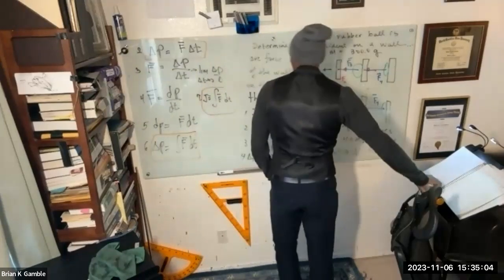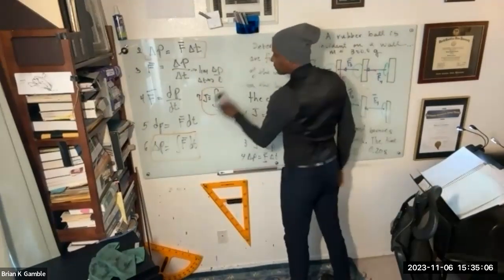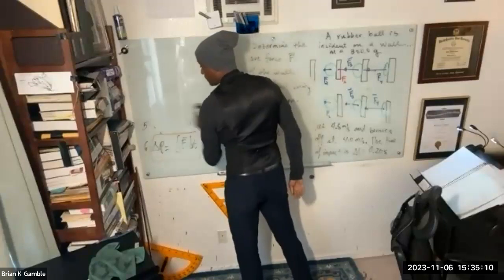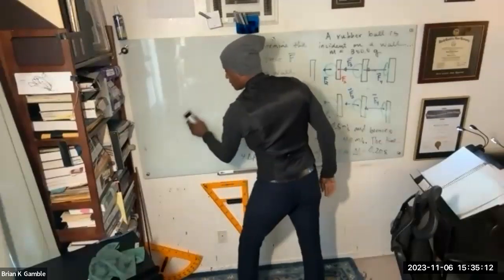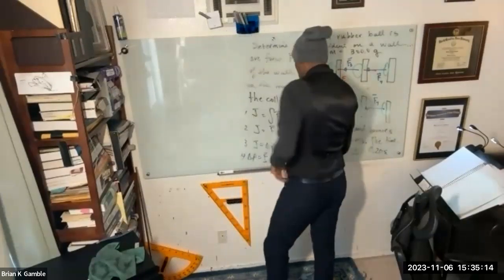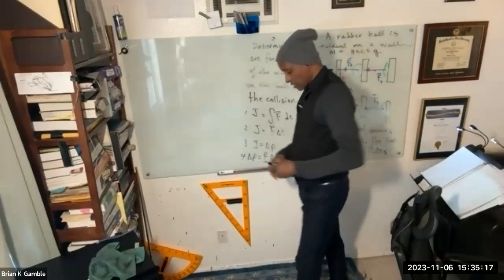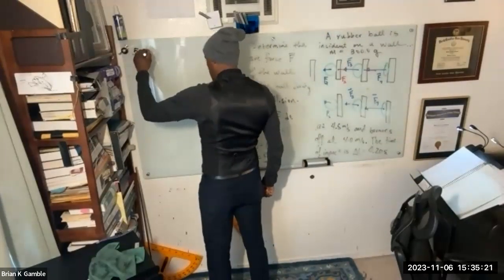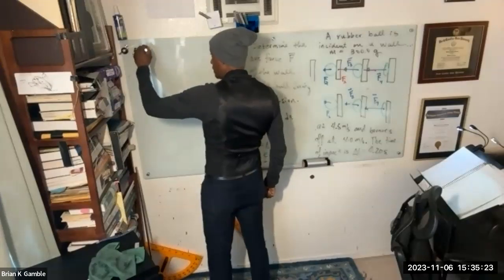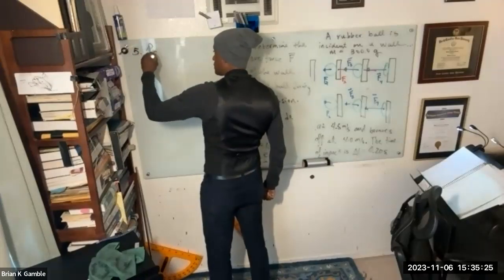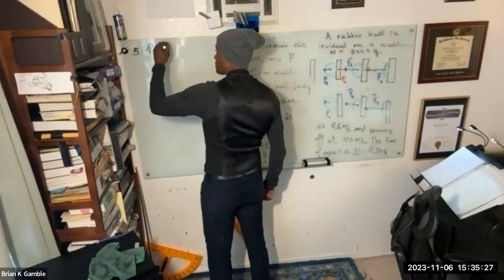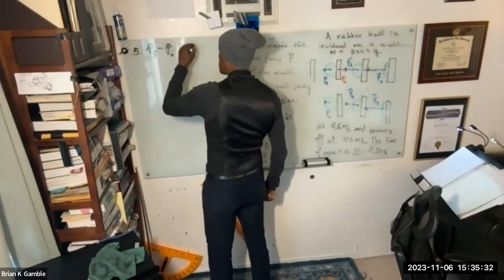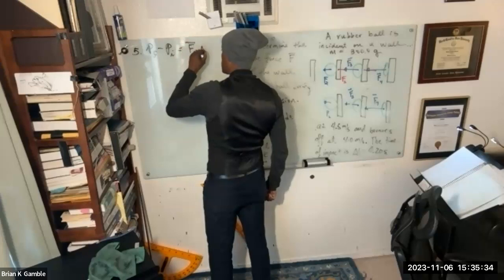Yeah, so we're done, pretty much. It's just a matter of doing. The physics is done, it's just math now. Because delta P is final minus initial, right? So we're going to have final momentum minus the initial momentum equals F average delta T.